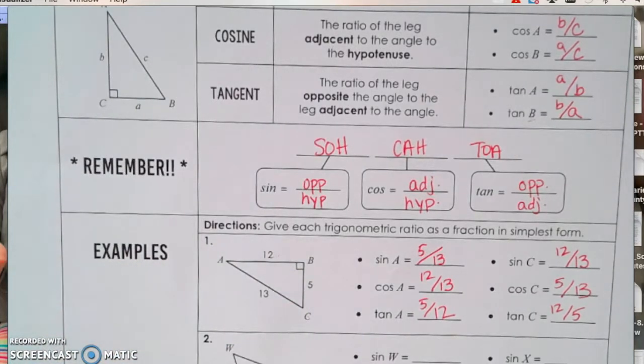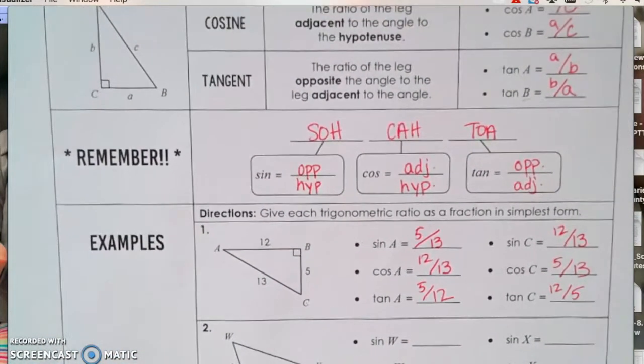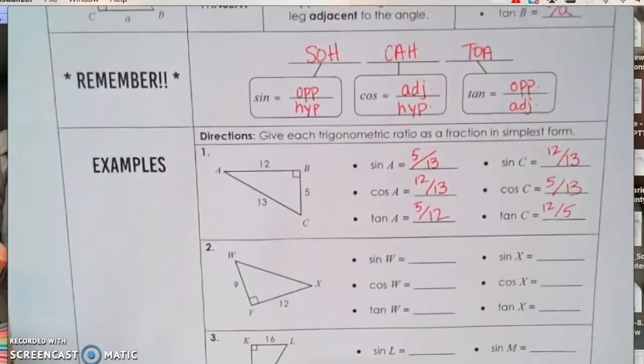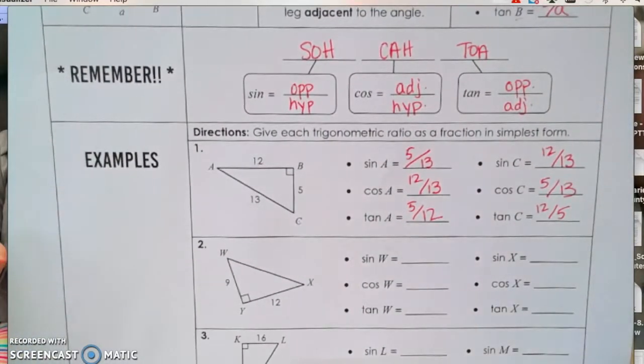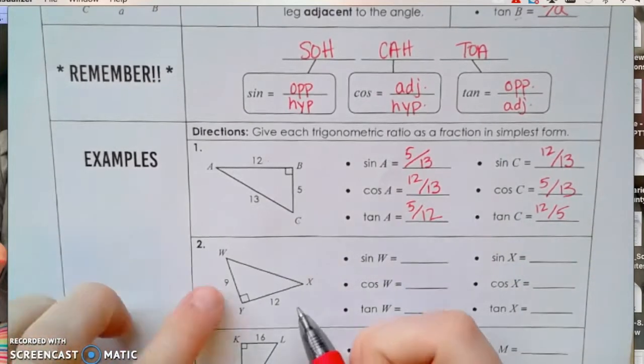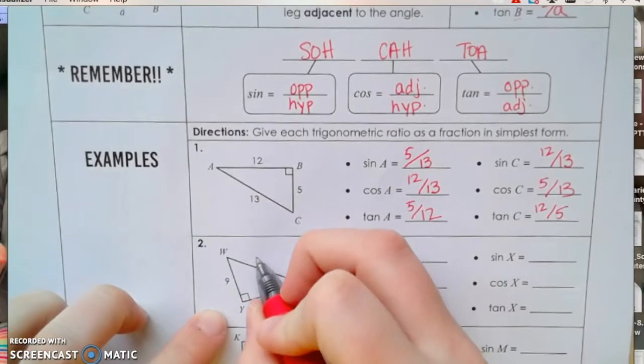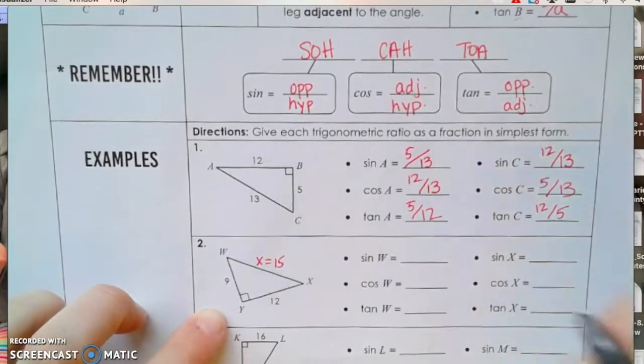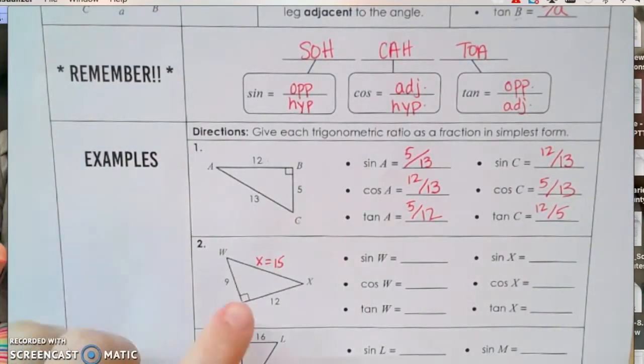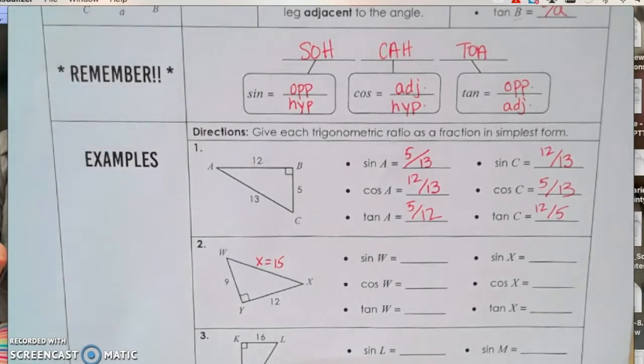I'm going to start you off with number 2, and then I want you to give it a shot. So for number 2, in order to do these, you need to know all 3 side lengths. We're just setting up the basic ratio. So if I were to use the Pythagorean theorem, I would see that x is then equal to 15 over here. That is your hypotenuse. So I'll start off the first few, and then I want you to go through and try the rest on your own.